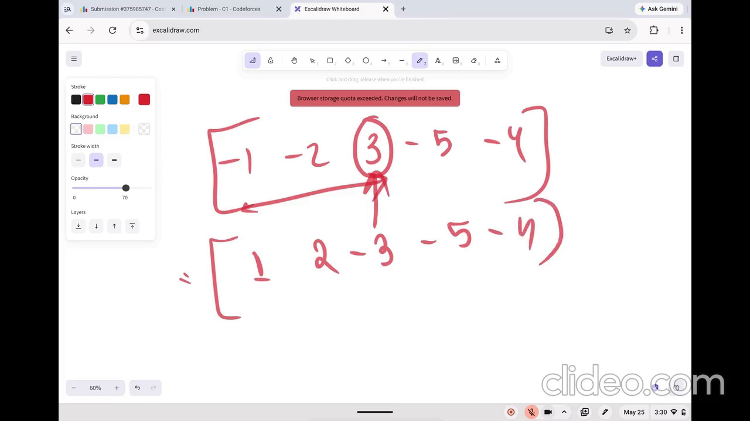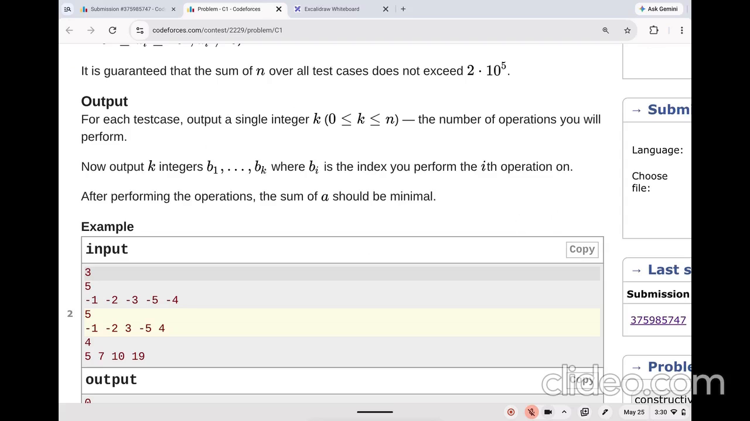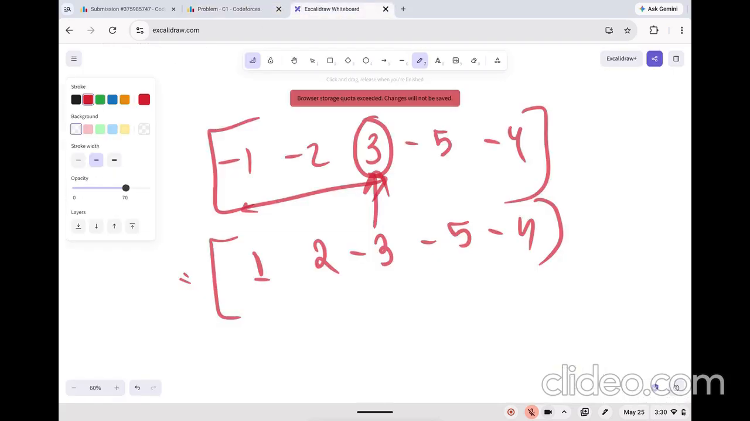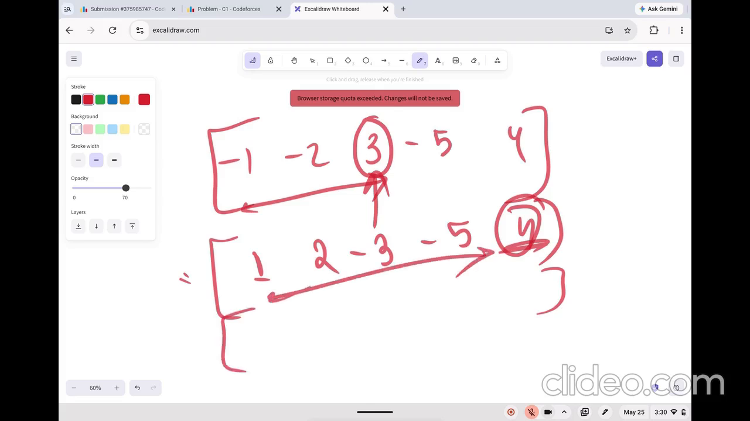After this, is the problem statement correct? No, the last element is 4, right? So let's make it 4. Now you will take this 4 and convert all the elements before this, till the 0th index, into their negatives. So it becomes -1 -2 -3 -5 and 4.